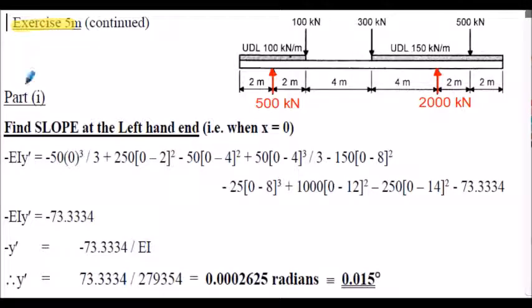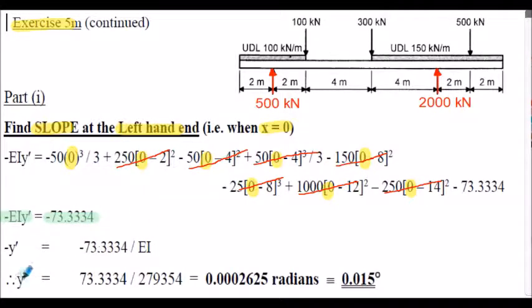Exercise 5M continues. So now it's all about finding the slopes and the deflections as per the question. So we have to find the slope at the left-hand end. That's when x is equal to 0. So using equation 2a from the previous slide, we simply put a value of 0 wherever we have an x, and we ignore the square brackets wherever we have a negative value inside them. So the equation simplifies to negative EIY dash is equal to the negative 73.3 recurring.